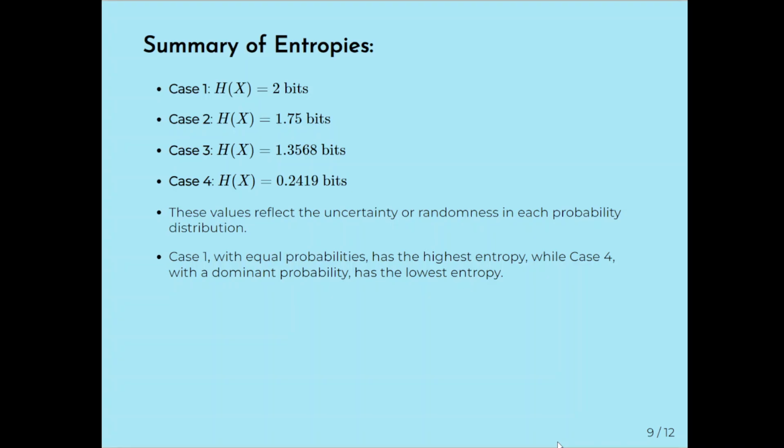So these values reflect the uncertainty or randomness in each probability distribution. Case 1, with equal probabilities, has the highest entropy. In fact, it has the highest entropy possible for 4 characters, while case 4, with a dominant probability, has the lowest entropy. So that's it. We'll leave it there.